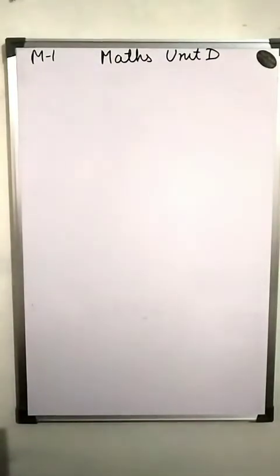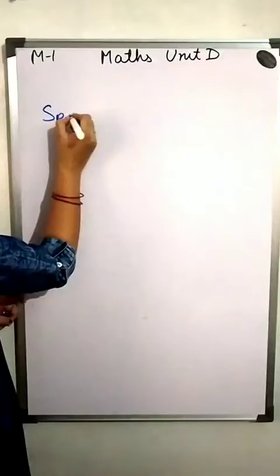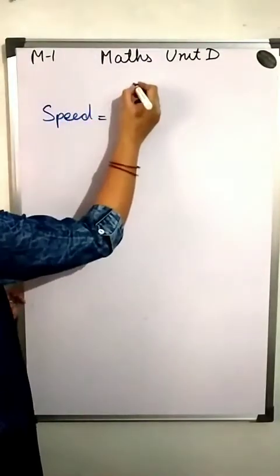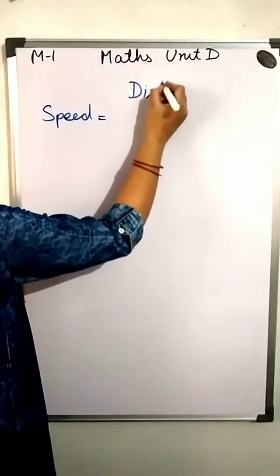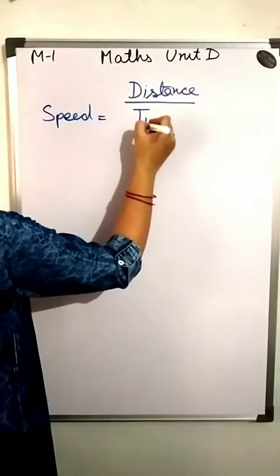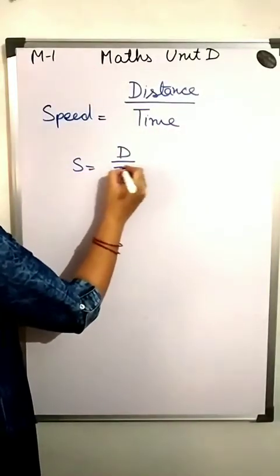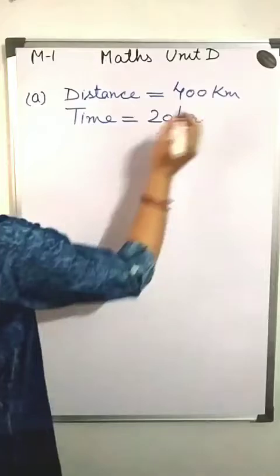Today I will explain questions based on speed, distance and time. First thing is that speed is equal to distance upon time. S is equal to d upon t. This is the formula which you have to learn.